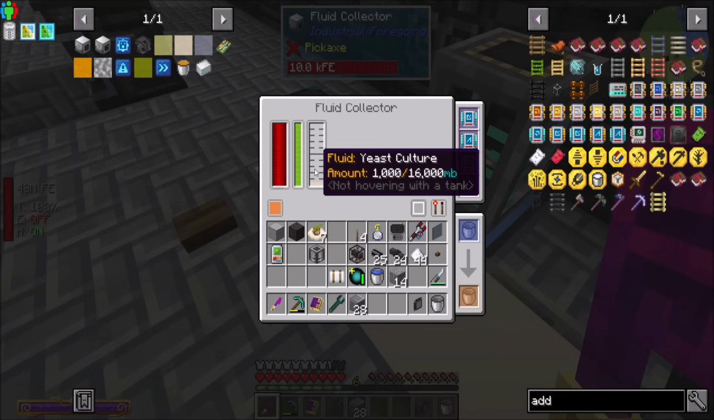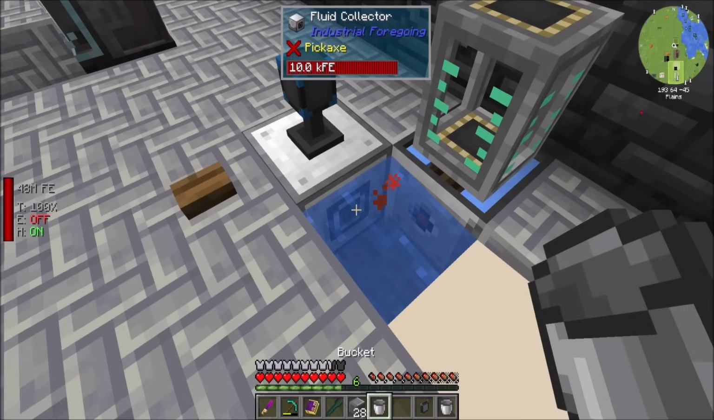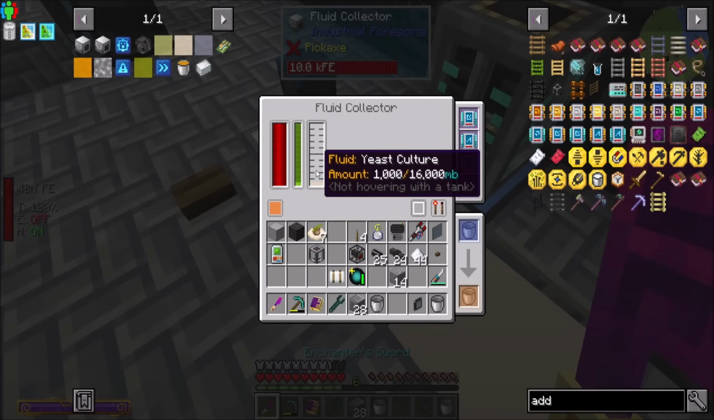Now you're going to be cool. Perfect. Now, I'm purposely going to leave one bucket's worth of yeast culture in this thing at all times so that he can never pick up water. See? He will only pick up yeast now. Okay? And remember, we can use Laser IO when we're extracting from this to always leave a bucket in there. So we'll never extract more than a bucket, which means there'll always be a bucket in there, which means it'll never be allowed to pick up anything but yeast culture. That's how we're going to filter what the fluid collector is allowed to pick up. Cool? So that's step 1.